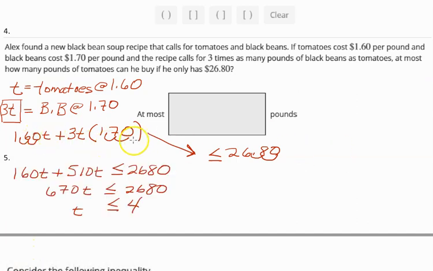And there we've multiplied through, gotten rid of the parentheses, combined like terms. And what is our answer statement? Well, at most, 4 pounds of tomatoes can be purchased. All right.